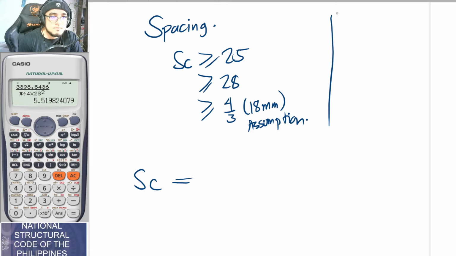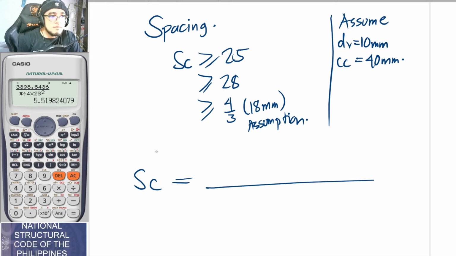So assume, let's say dV equal to 10 mm. So this is to be for your shear reinforcement. And we will also assume that concrete cover is to be equal to 40 mm. Okay, so with that, for our spacing of clear cover, you should already be familiar with this.